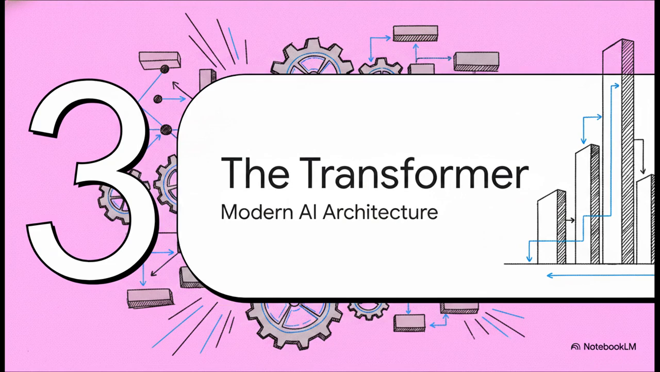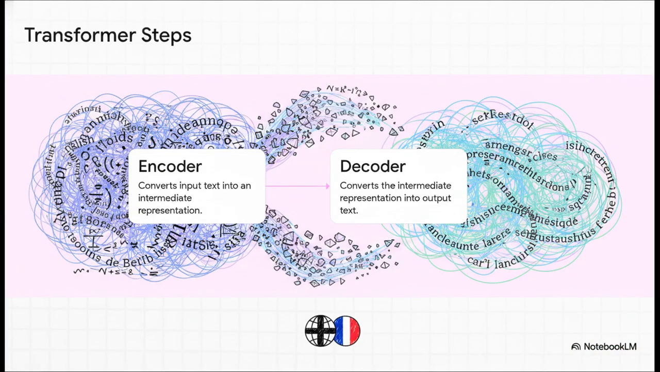Enter the transformer architecture. Now, transformers are these enormous neural networks with billions of parameters, but their core function breaks down into two surprisingly simple steps. First, an encoder takes your input text and converts it into this deep, mathematical intermediate representation. Then, the decoder takes that representation and converts it into the final output text. Think of it like language translation. The encoder reads English and turns it into a pure mathematical concept, and then the decoder takes that abstract concept and writes it out in French.